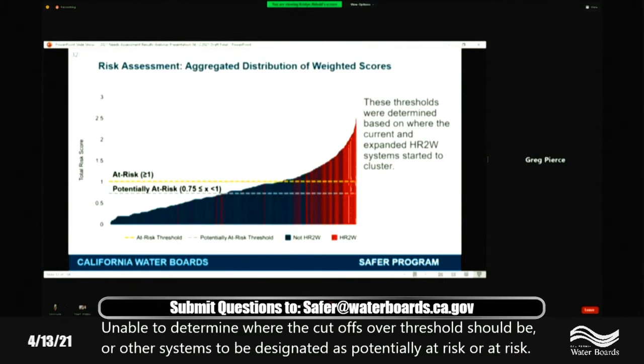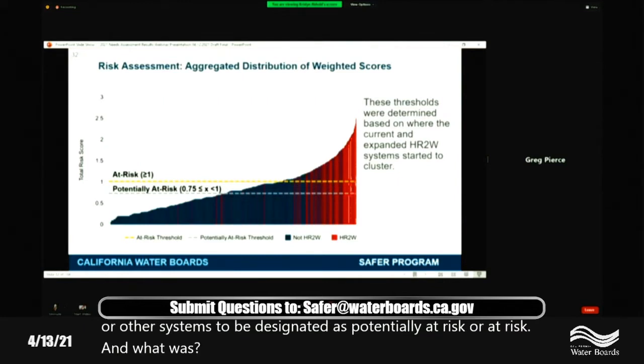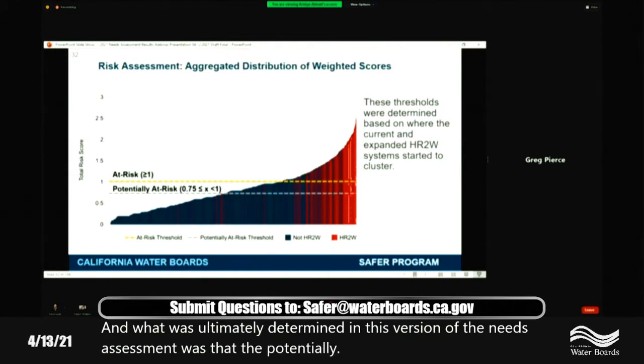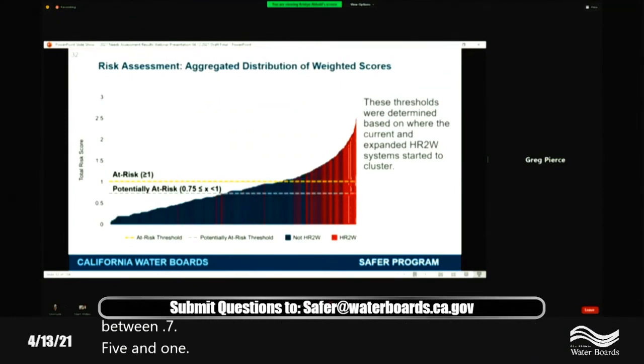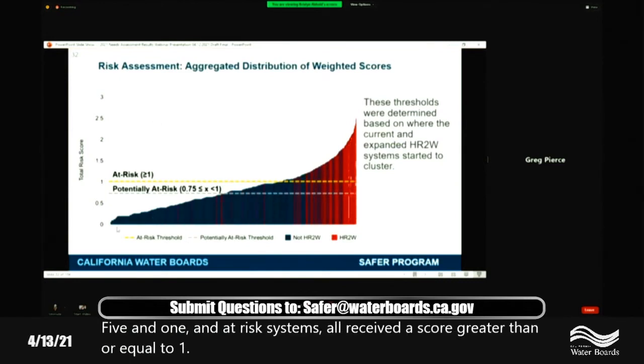And what was ultimately determined in this version of the needs assessment was that a designation of potentially at risk would be assigned if the aggregate score for a system was between 0.75 and 1, and at-risk systems all received a score greater than or equal to 1. Next slide.